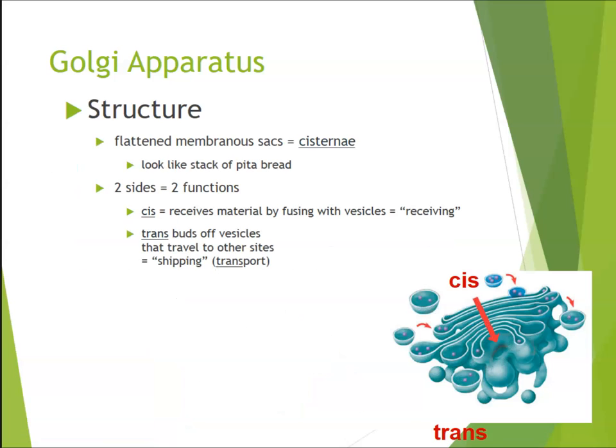The structure of the Golgi, they are flattened membranous sacs. Remember, this is the endomembrane system, so all of these things are made of membrane. One side of it is the cis side, that's the entrance, and then the trans side is the exit. This is where the little vesicles kind of bud off for transport. Those flattened sacs are called cisternae, and they kind of do look like flattened little pockets of pita bread, if you know what pita bread is.